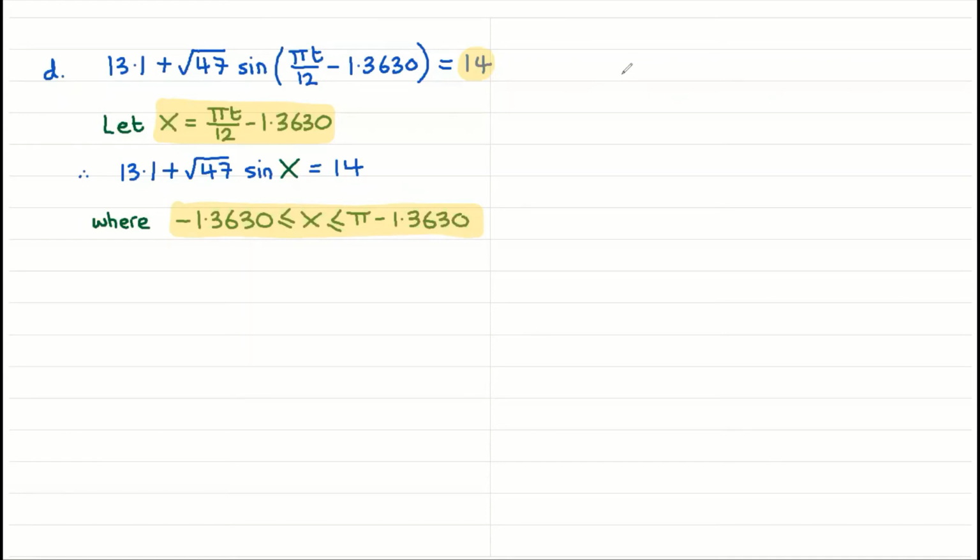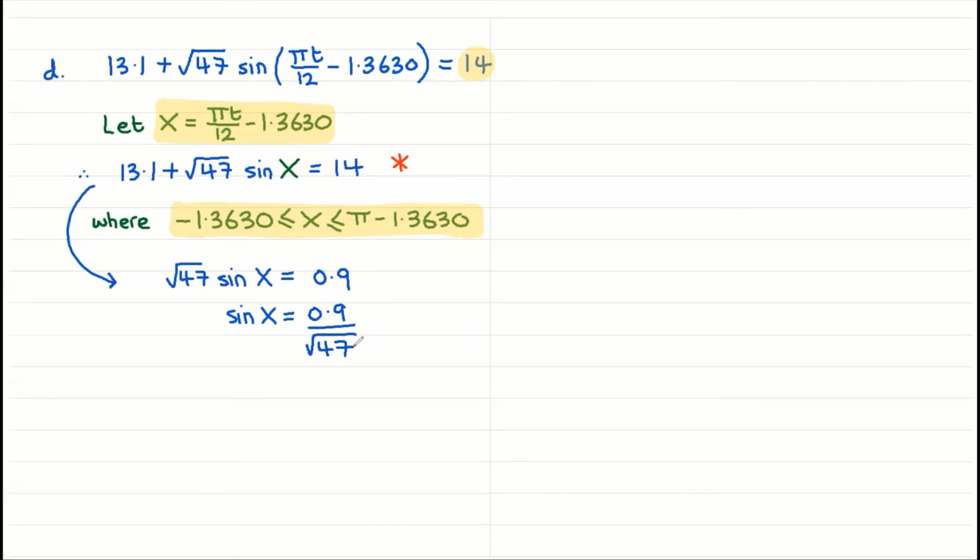Right, so we can now solve the equation here. We just have to rearrange this. First thing to do is obviously we're going to subtract the 13.1 from both sides and then divide by root 47. So solving this, we are going to get the square root of 47 multiplied by the sine of big X is going to equal 0.9. So that's 14 subtract 13.1. And then sine X is going to be 0.9 divided by that. Again, no need to rationalize it. We're just going to put it into the calculator. Okay. And that's a nice positive number.